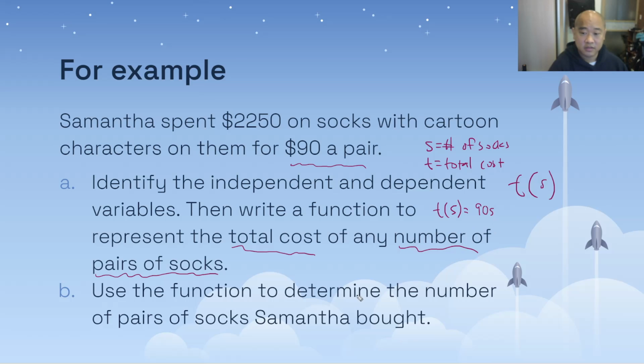So if we were to use the function to determine the number of pairs of socks Samantha bought, we know that T of S is equal to 2250, right? So 2250 equals 90S. Divide both sides by 90, and 2250 divided by 90 is 25. So 25 equals S. So the number of pairs of socks that she bought is 25. If we plug 25 into this function, T of S, then we get the total cost. Okie dokie.